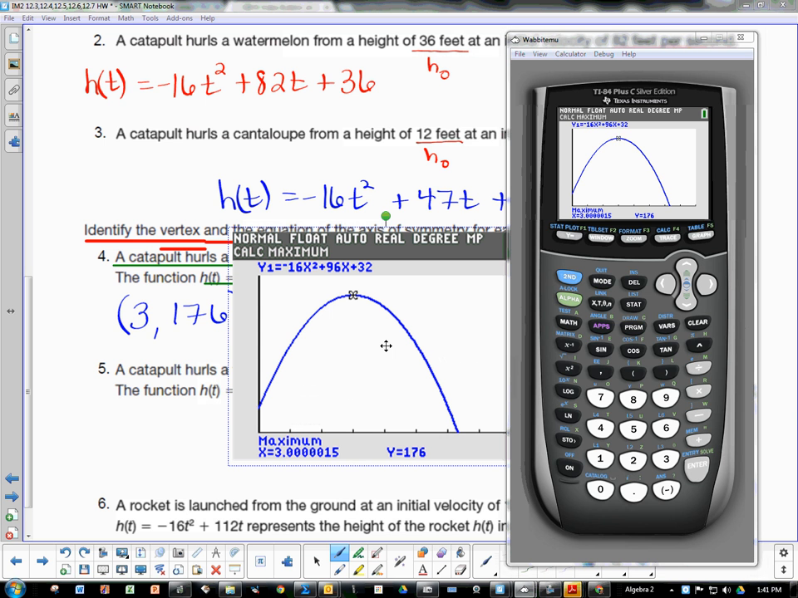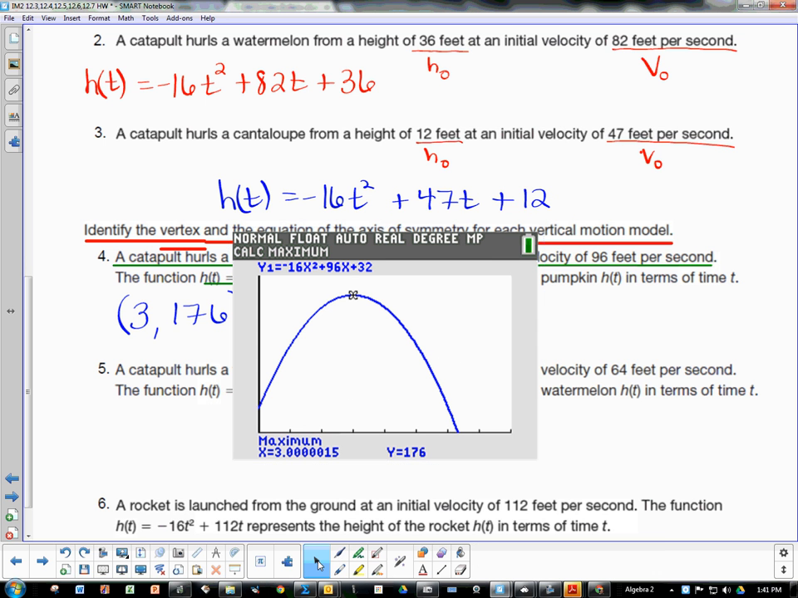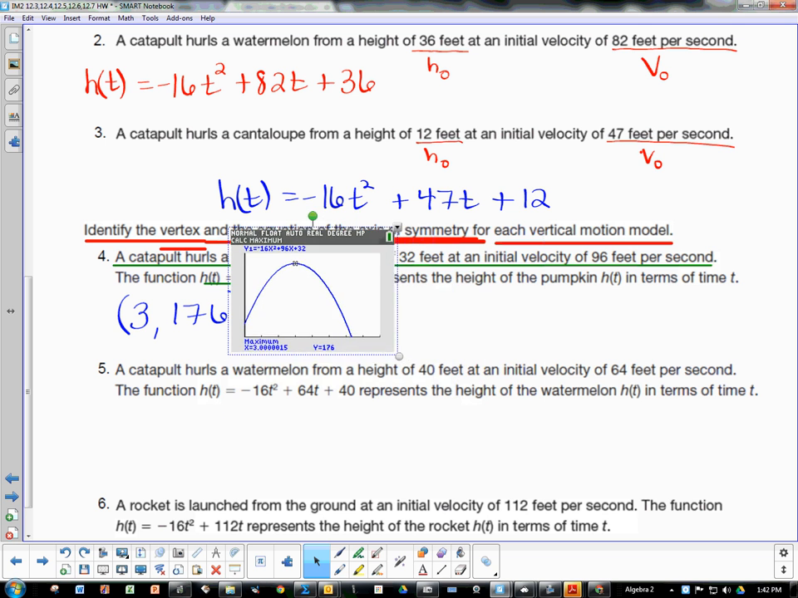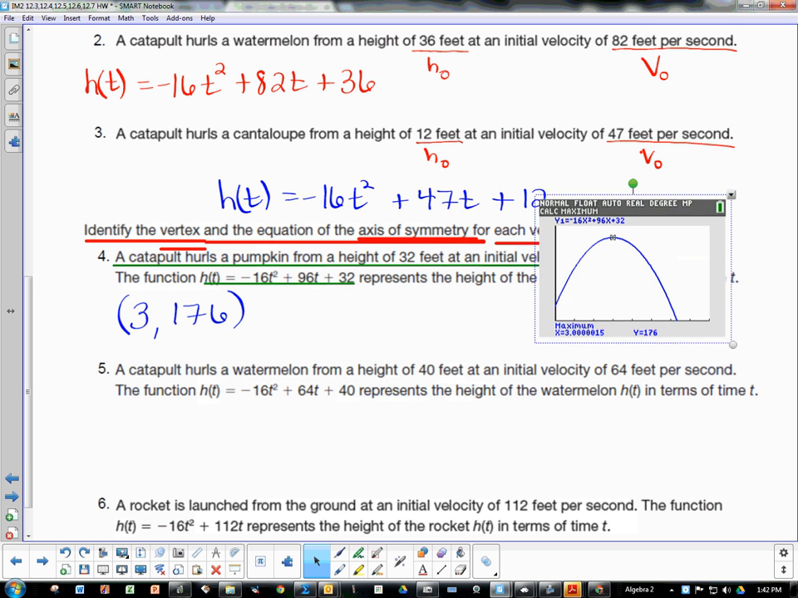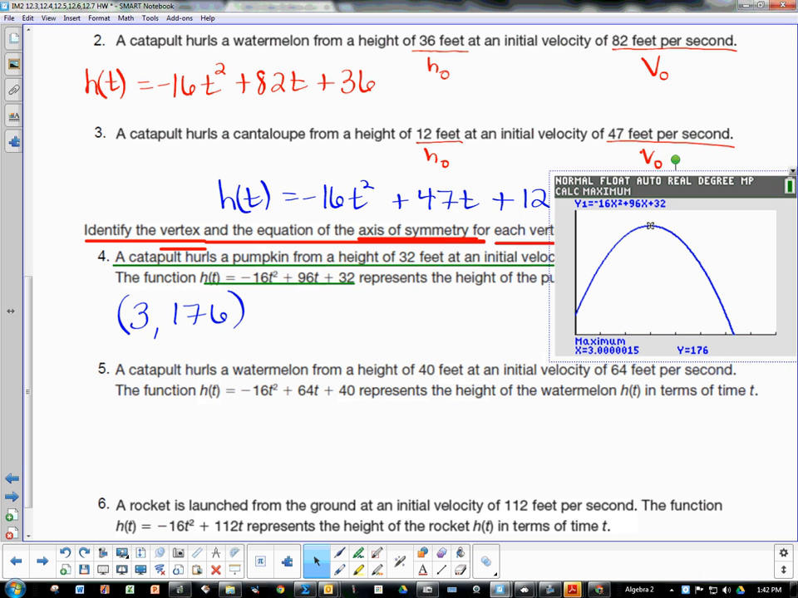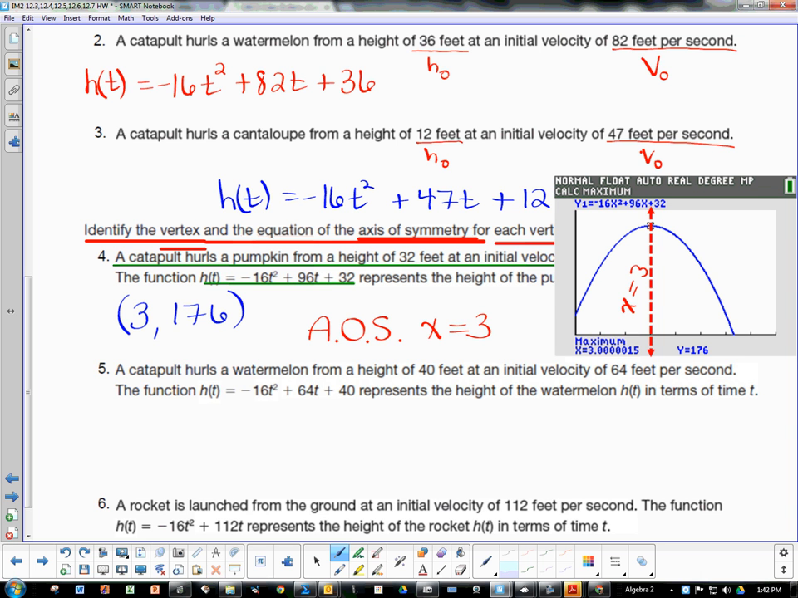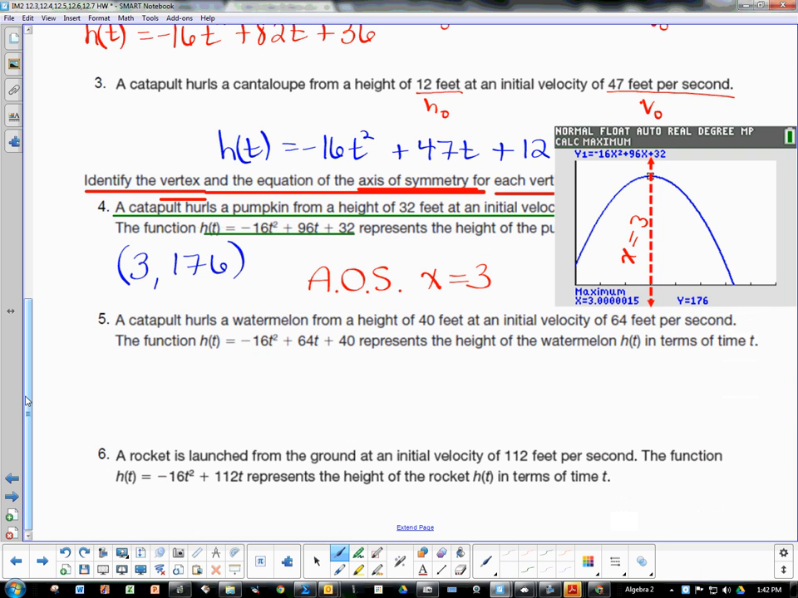All right, let's pull this graph over here, and we'll make this a little bit smaller. We can cover some things up. Here we go. Now the axis of symmetry is this vertical line that comes down through the vertex. Now a vertical line has the equation x equals something. Well, in this case, x equals 3. So we can say here the axis of symmetry is x equals 3. And we're done.